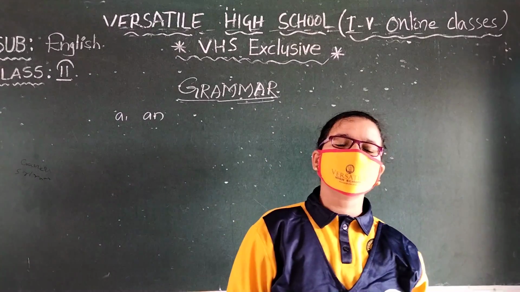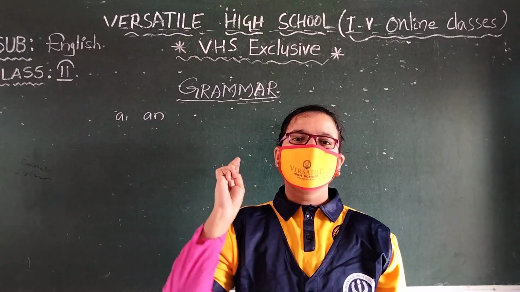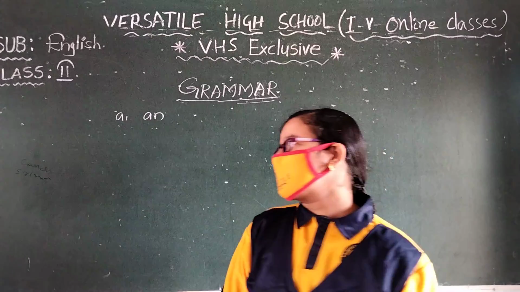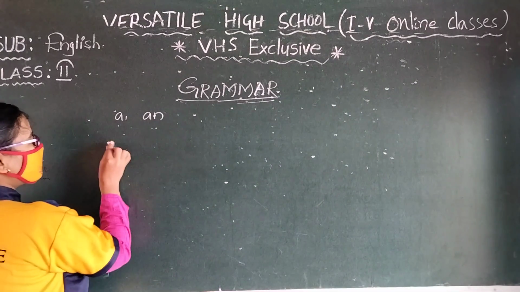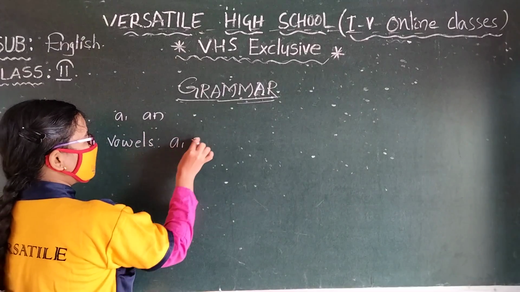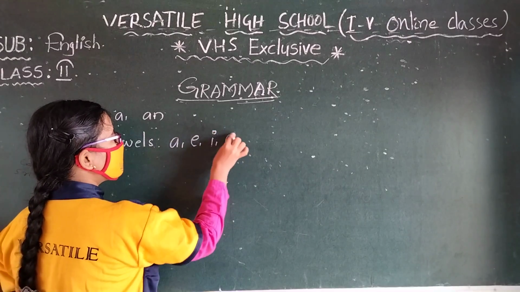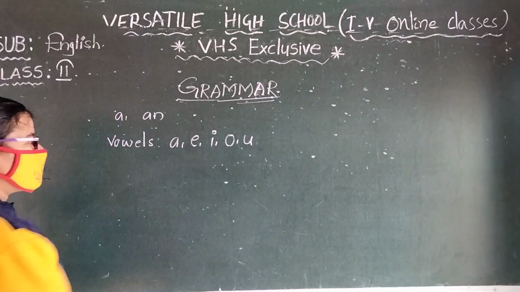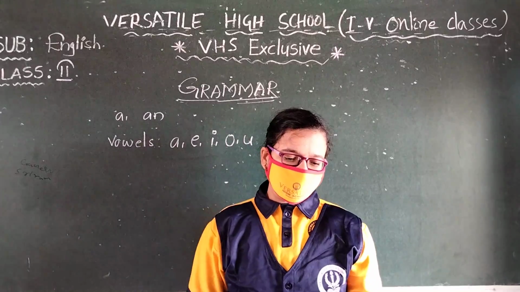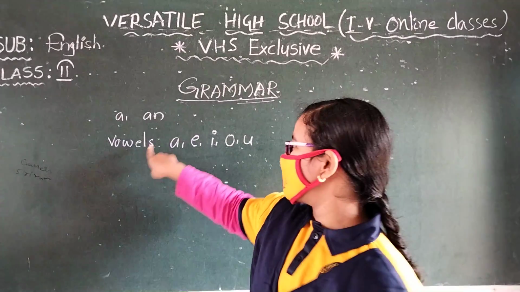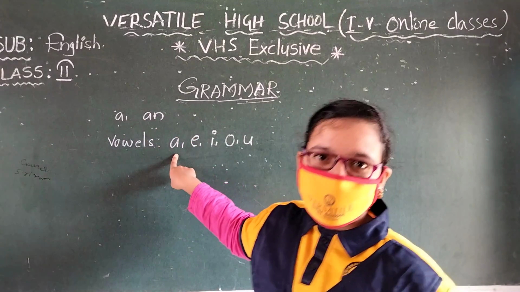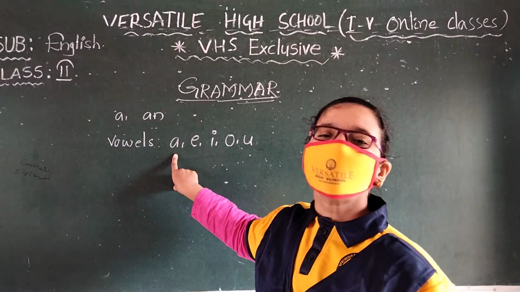What are the 5 vowels? A, E, I, O, U. Vowels are A, E, I, O, U. Okay, listen to it. We use an before a word starting with a vowel sound.